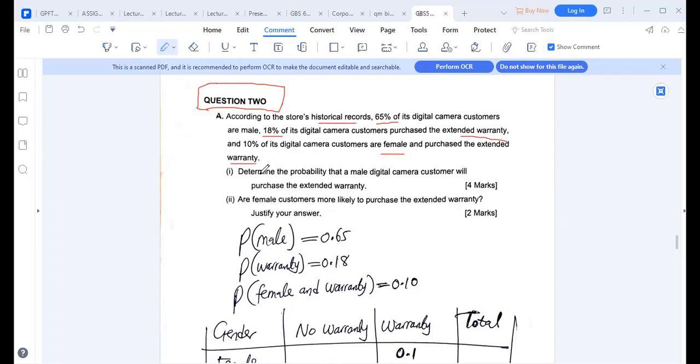All right, so the probability of male is 0.65. Probability of the warranty is 0.18. Probability of female and warranty: 10% of customers are female and purchased the warranty, which is 0.10.